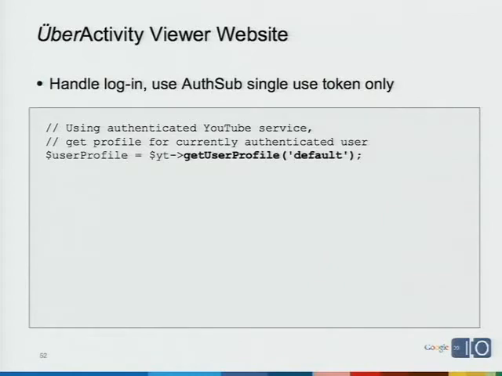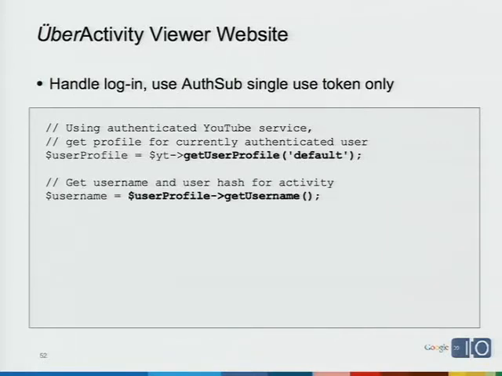So the way we're doing authentication here, again, is we're getting the user profile, and what you see here is that I'm passing in the string default. That's a nice feature that we have in the API. After a user has completed the AuthSub process, you don't actually know their username. You know that you have a token for that user, but you don't know what their name is. So we need to get their username. Because we don't have it, we can pass in the string default, which will give you the profile, in this case, of the currently authenticated user. So once we have their profile, we can get their username. This is what we want to write to our database.